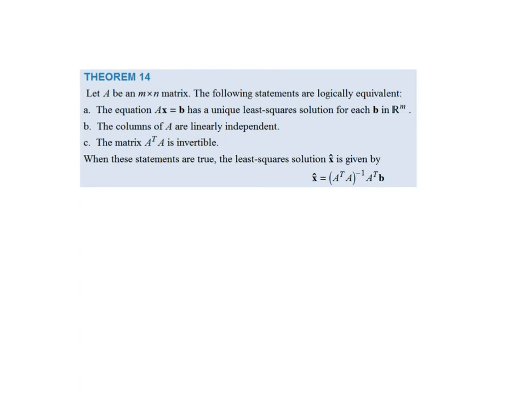So in the first example, A transpose A was invertible, and we got a unique solution. In the second example, A transpose A was not invertible. We lost a pivot, and our solution was not unique. Okay, so those three statements are all logically equivalent. Just kind of like bringing back the invertible matrix theorem, but for this slightly more complicated topic.